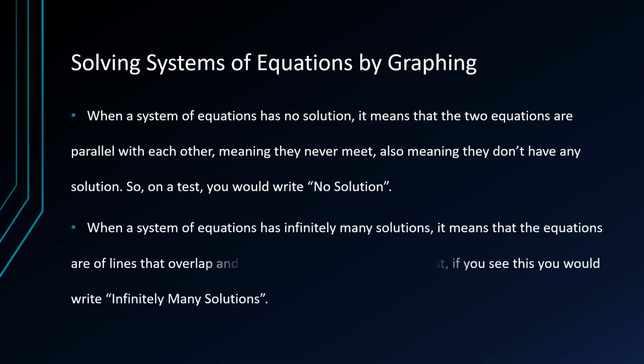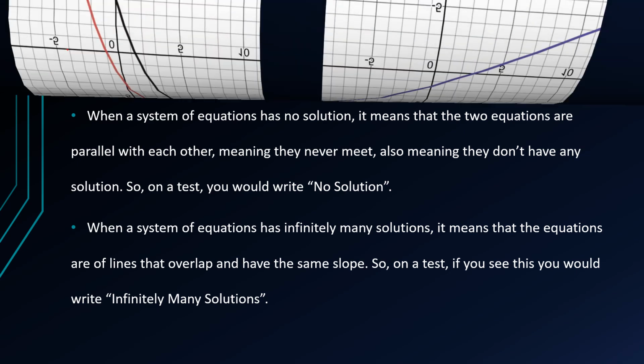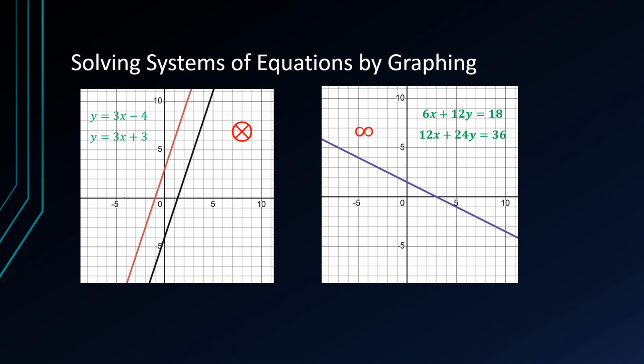When a system of equations has infinitely many solutions, it means that the equations are of lines that overlap and have the same slope. So on a test problem, if you see this, you would write infinitely many solutions. Here are systems of equations that have no solution and infinitely many solutions, represented both algebraically and on a graph.